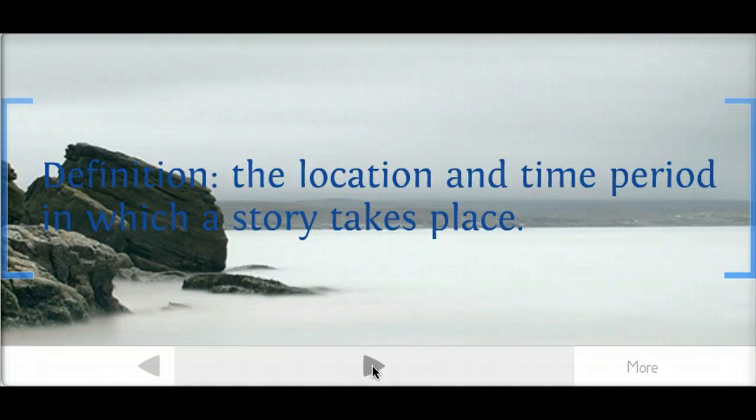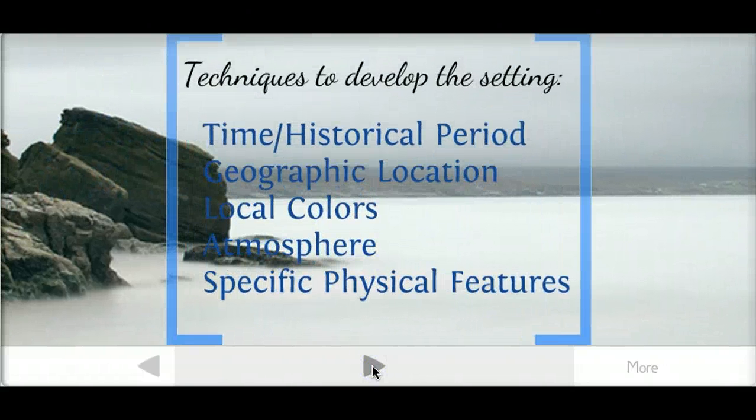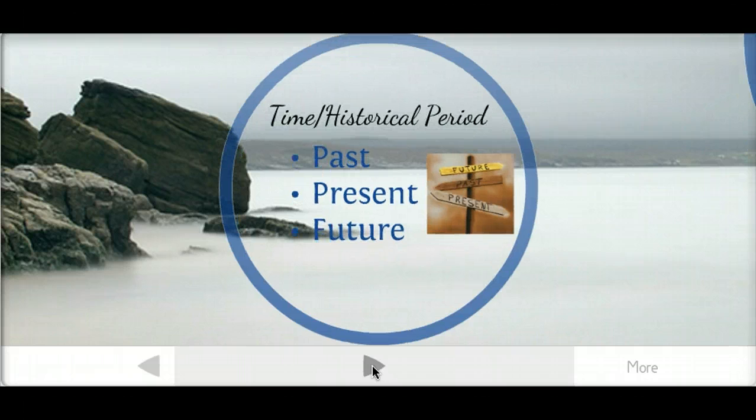The definition of setting is the location and time period in which a story takes place. There are different techniques used to develop the setting when an author creates a setting in a story. The ones that we're going to discuss today are time and historical period, geographic location, local colors, atmosphere, and specific physical features. The first technique is using a time or historical period to set up the setting. The three different types of times or historical periods that we often see are in the past, present, or future.